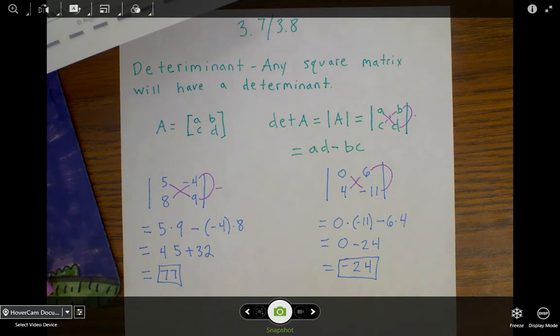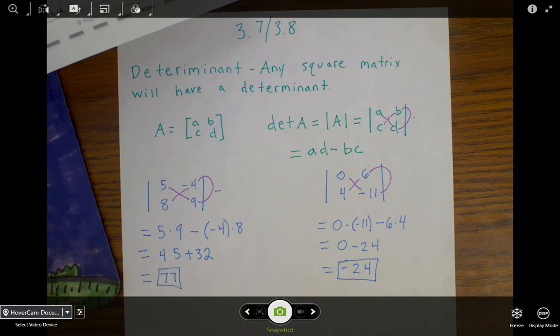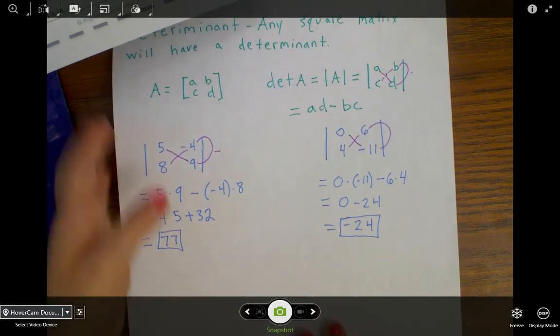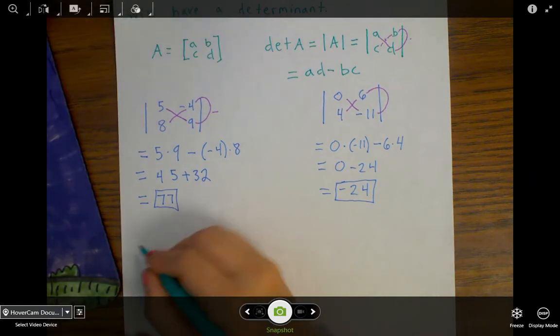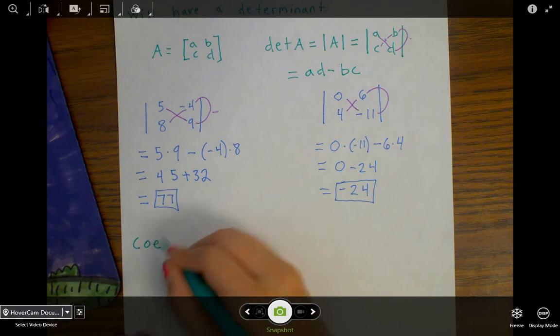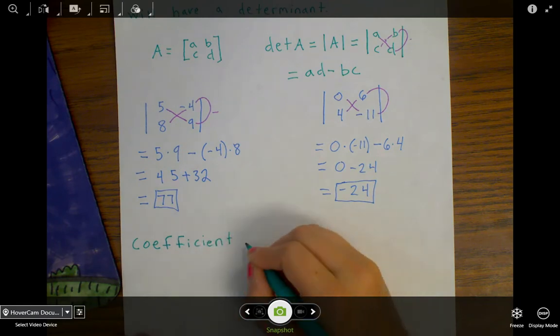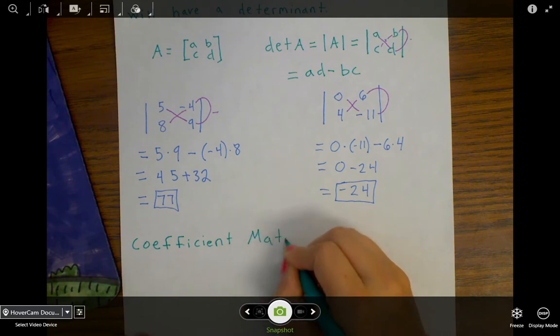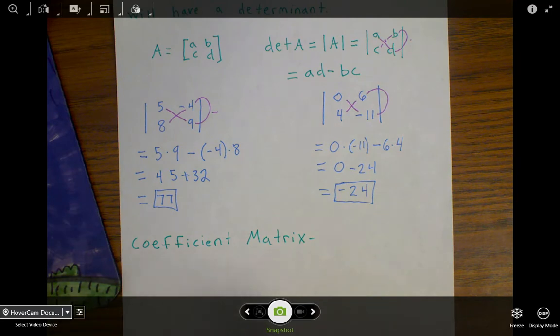Now, like I said, the whole reason that we want to use matrices is to be able to solve systems of equations. And so we do need what's called a coefficient matrix. And so hopefully by just the name of it, we can kind of guess what it's going to entail. It is going to be our coefficients, but they're going to be inside of a matrix. This is going to be a matrix that contains only the coefficients.